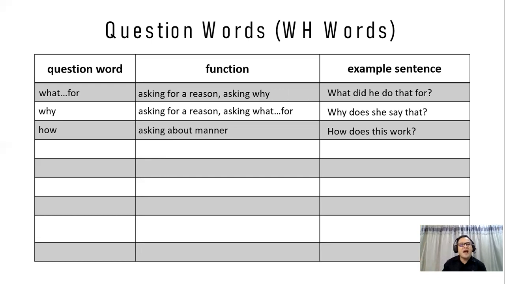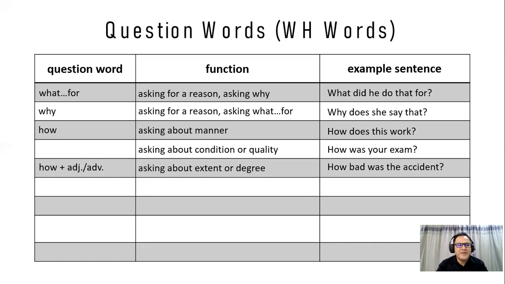And then we have how. The word how can be used to ask about different things. For example, to ask about manner, how does this work? To ask about condition or quality, how was your exam? When how is used together with an adjective or adverb, it functions to ask about extent or degree. For example, how bad was the accident?